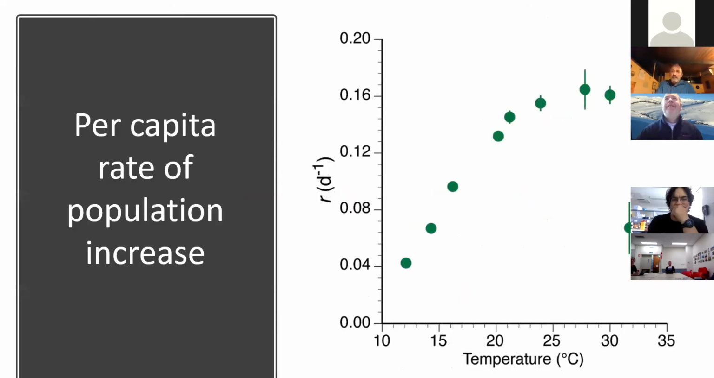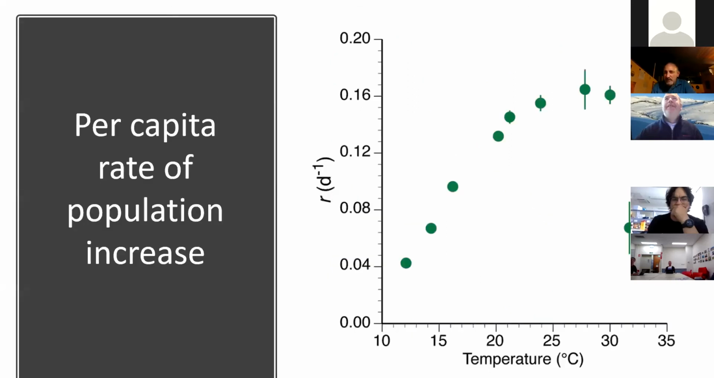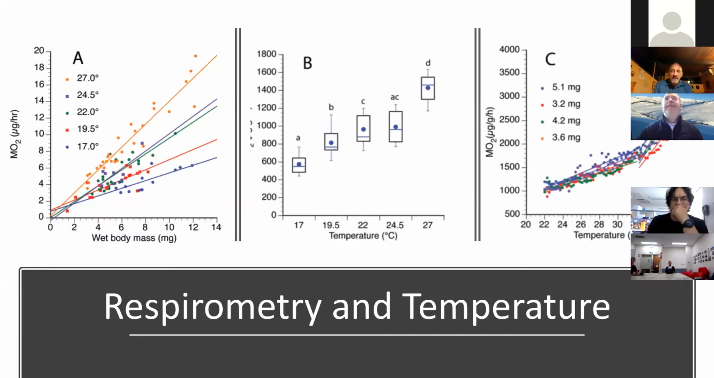What's interesting is that here's the per capita rate of population increase, which is very different from the individual fecundity. If we go back and look at the individual fecundities in panel E, these animals that were slow and fat and fecund, where individual reproductive output was maximized, it didn't really translate to population growth rates. They actually peak really close to the thermal limits, which is really intriguing. We did a bunch of respirometry work to support this paper, and we made lots and lots of measurements of insects breathing in chambers. Panel A shows the effect of both body size and temperature on respiration rates.